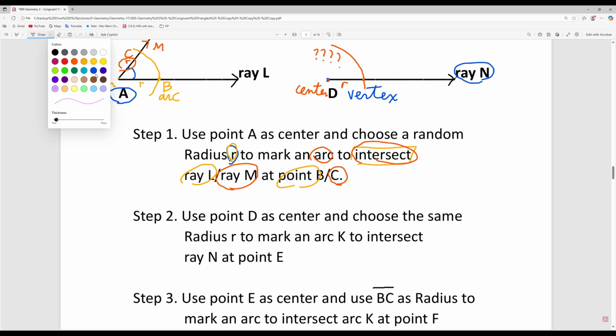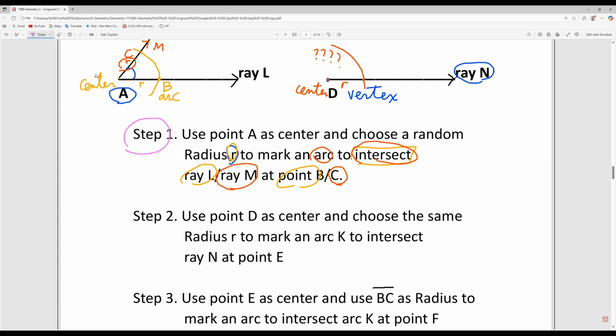So let me review. First step, we open a radius R and draw an arc, this arc. And then you have a point B and C. Okay, you have point B and C. That's the first step. So that's step 1.